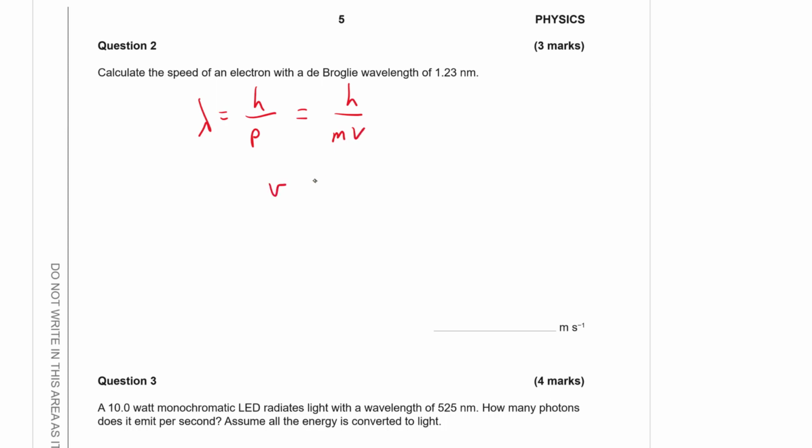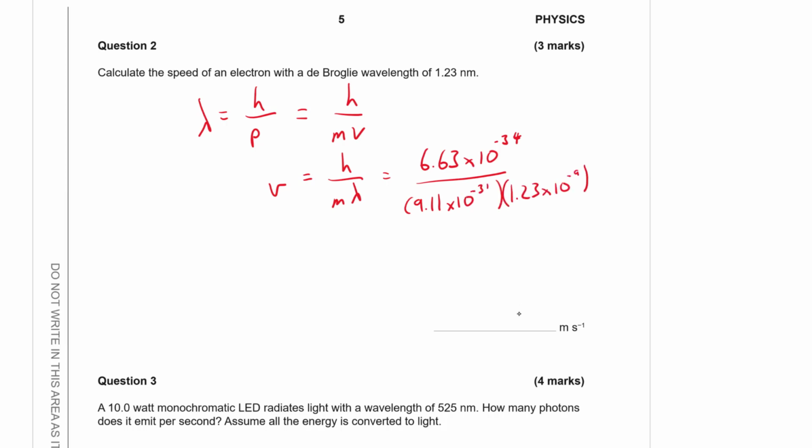And therefore we rearrange. We get the velocity is equal to h on m lambda, and you plug in your values, mass of an electron, and the wavelength that's given in the question. You do that and you should end up with 5.91 times 10 to the 5 meters per second.